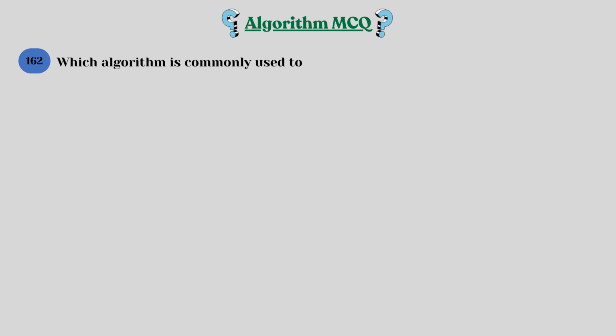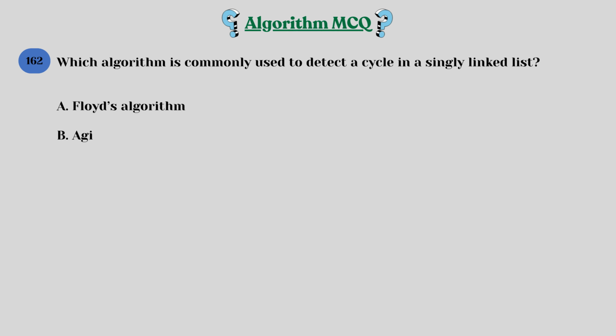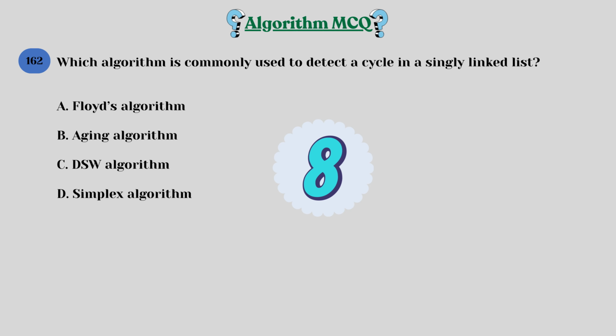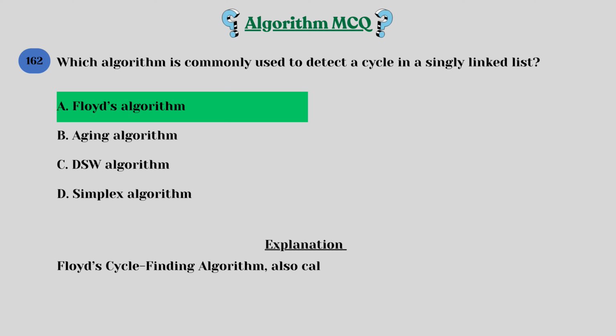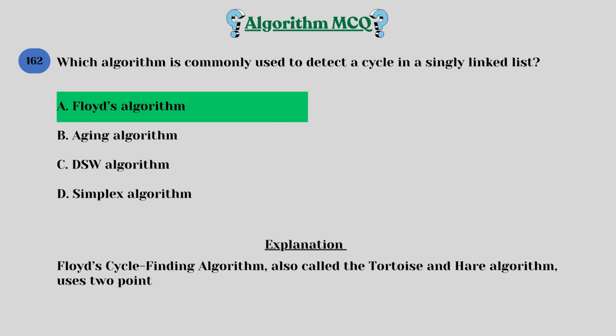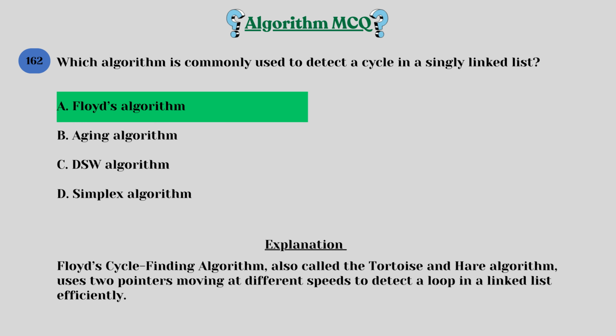Which algorithm is commonly used to detect a cycle in a singly linked list? Correct answer: Floyd's algorithm. Explanation: Floyd's cycle finding algorithm, also called the tortoise and hare algorithm, uses two pointers moving at different speeds to detect a loop in a linked list efficiently.